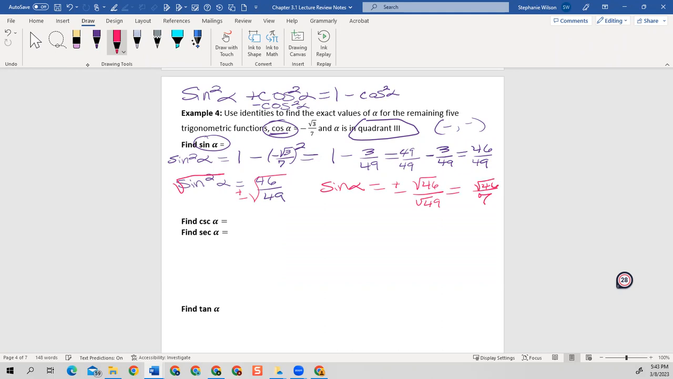Not nice and clean. Is it negative or positive? Well, we're going to come back up here where it said that the alpha falls in the 3rd quadrant. In the 3rd quadrant, both sine and cosine are negative. So my end answer here is going to be negative. So my sine, let's get this down here, is going to be sine alpha is equal to negative square root of 46 over 7. And that's my answer for that one.